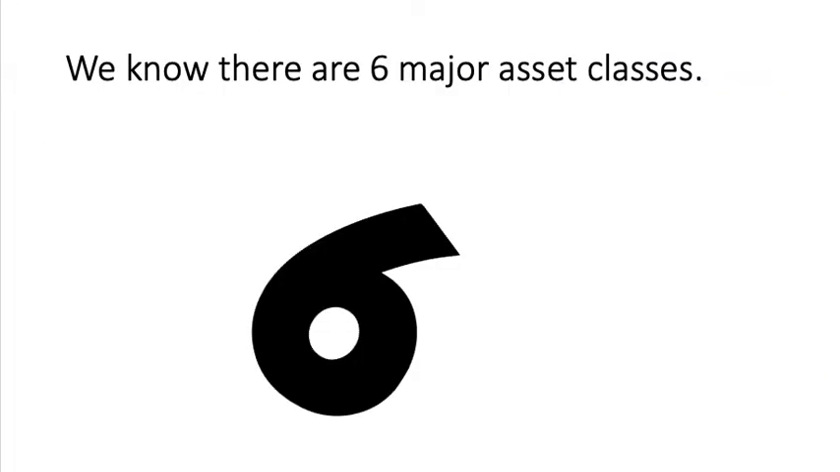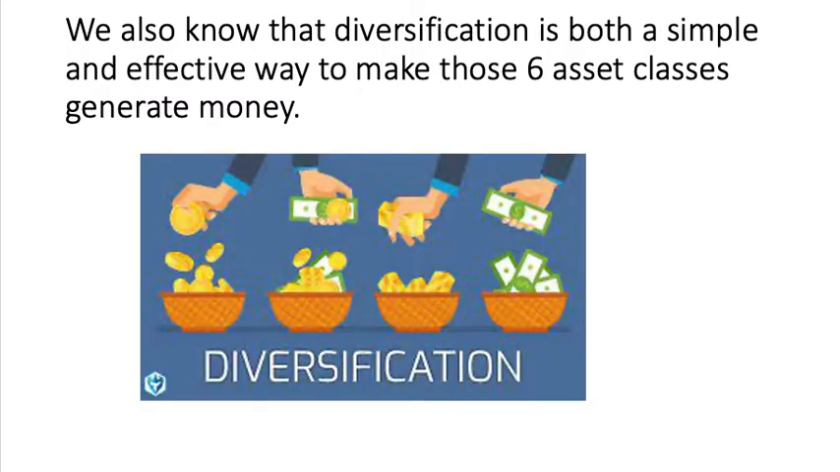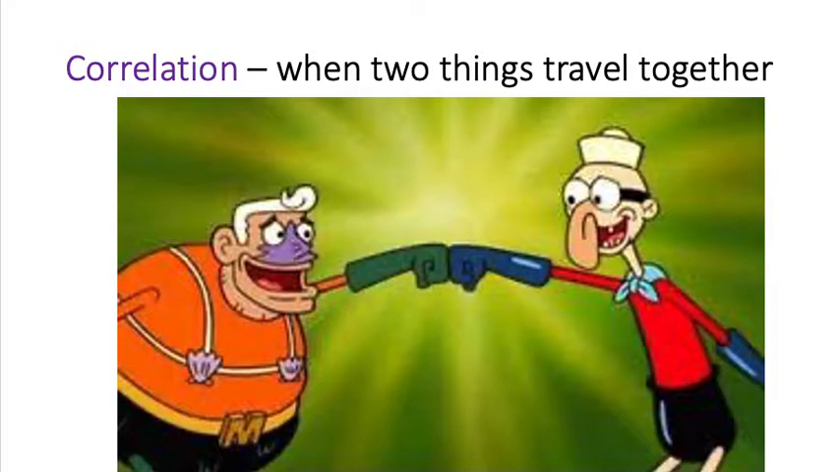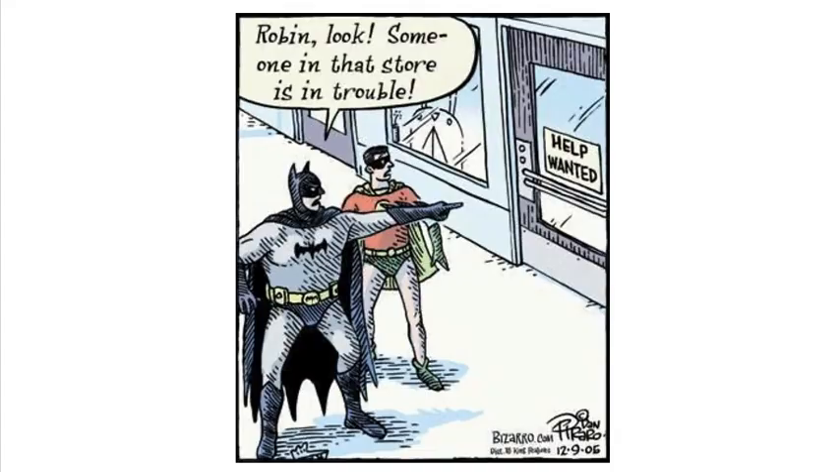So, we know there are 6 major asset classes. We also know that diversification is both a simple and effective way to make those 6 asset classes generate money. Now, let's hit this law of money. You want to pick assets that do not travel together, do not correlate. A correlation is when 2 things travel together. So if you see Mermaid Man, chances are Barnacle Boy's presence is correlated, meaning you're probably going to see Barnacle Boy too. Similarly, if you see Batman, you know Robin's not far behind. And if you see Robin, probably definitely Batman is nearby.